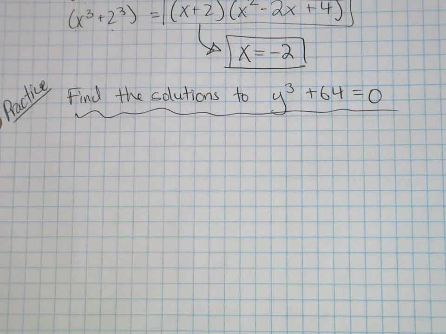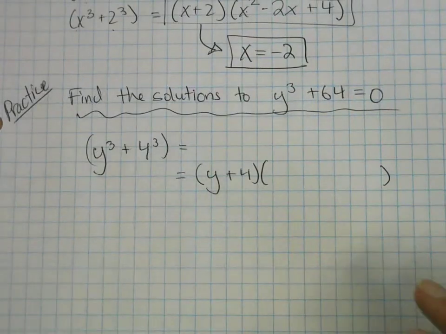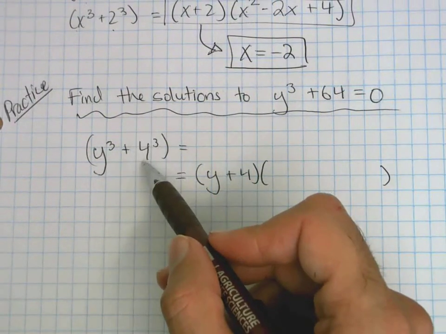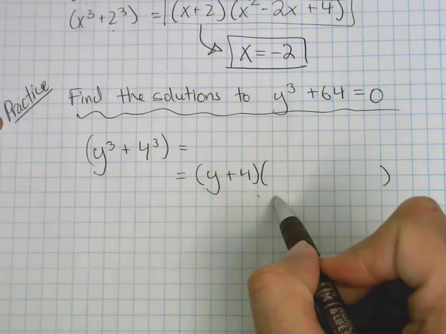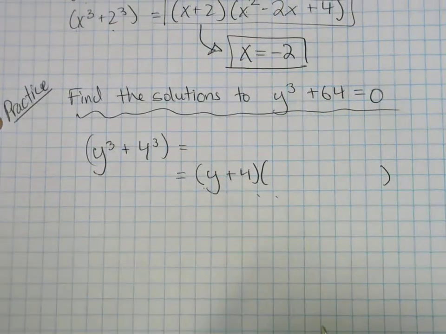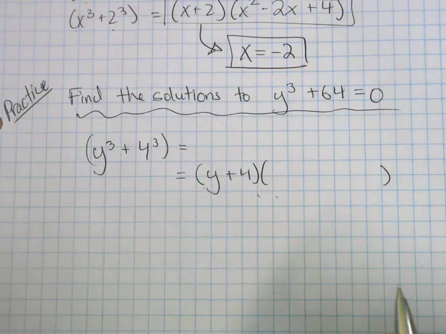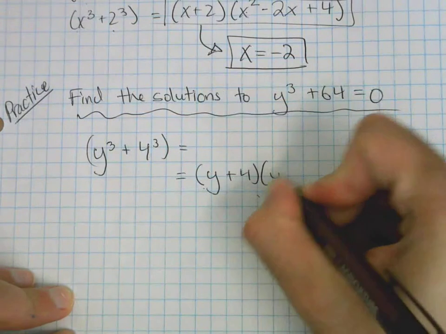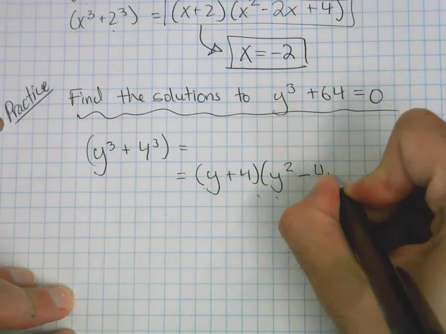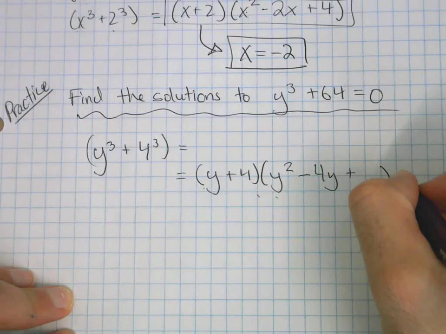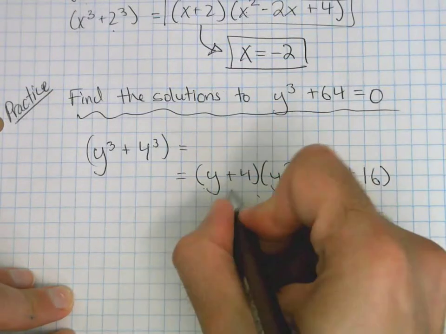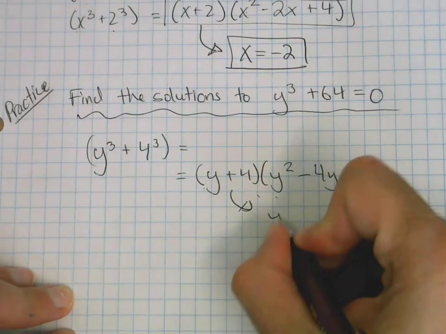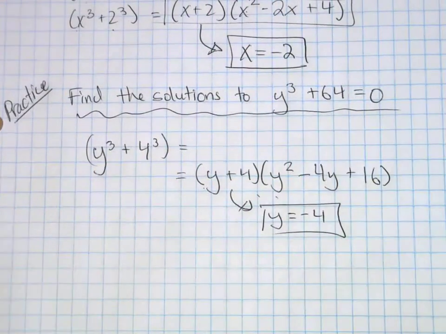So this is how the first part of it looks, and will always look like this. I've rewritten this as a sum of cubes, and it's always going to be y plus 4 times, and that's what I want to make sure you remember and understand. So pause it and try it again. Okay, so it'd be y squared minus 4y plus 4 squared. That's right, 16. Set this one equal to 0, and you get the root. The root y equals negative 4. The solution y equals negative 4.